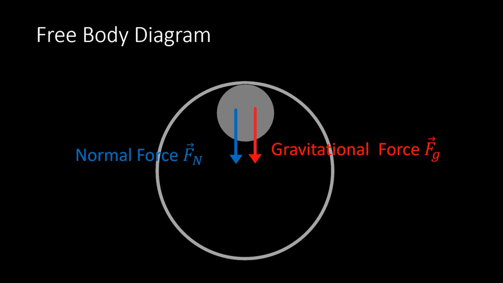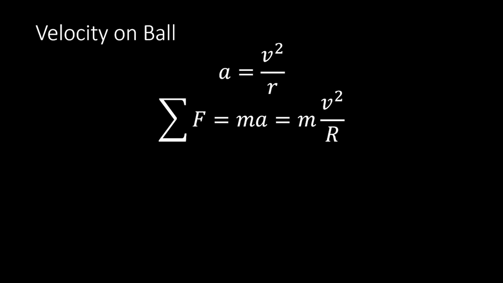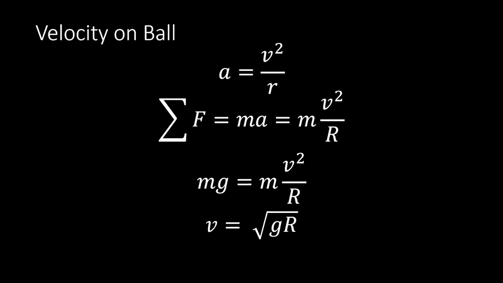Now, if we sum the forces in this y direction, we know that they will be equal to the mass times the centripetal acceleration from Newton's laws. Since the ball is at the top of the loop, the normal force will be 0, leaving just a gravitational force equal to the mass times the acceleration. Now we want to solve for the velocity at this point. We know that centripetal acceleration is equal to the velocity squared over the radius. In our case, the radius will be the radius of the loop, so we're going to denote that with big R. This gives us that the velocity of the ball is the square root of the acceleration due to gravity times the loop radius.